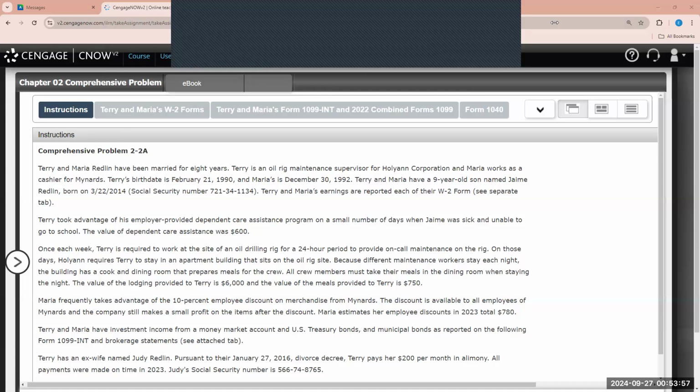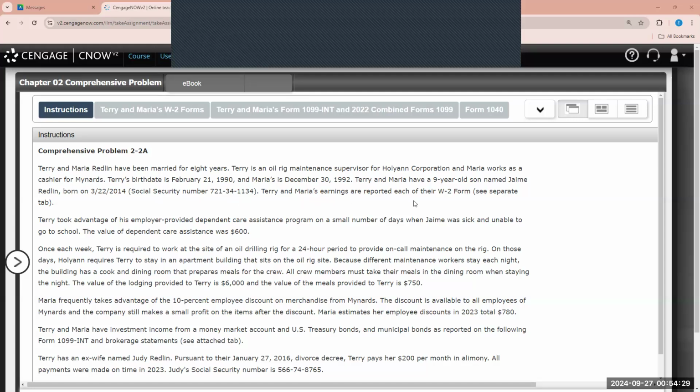Here it states, Terry and Maria Redland have been married for 8 years. Terry is an oil rig maintenance supervisor for Holly Ann Corporation, and Maria works as a cashier for Menards. Terry's birthday is February 21st, 1990, and Maria's is December 30th, 1992. Terry and Maria have a 9-year-old son named Jamie Redland, born on March 22nd, 2014. It provides his social security number.